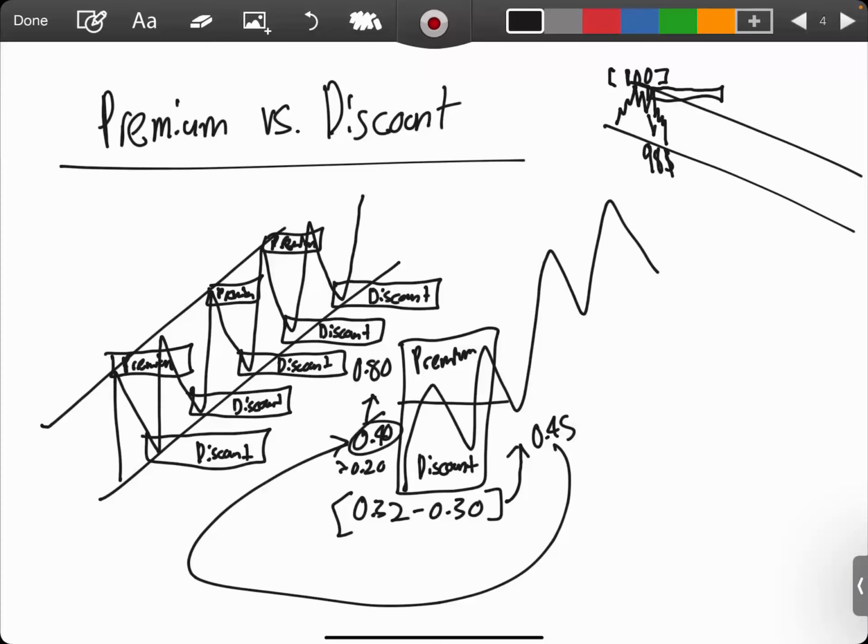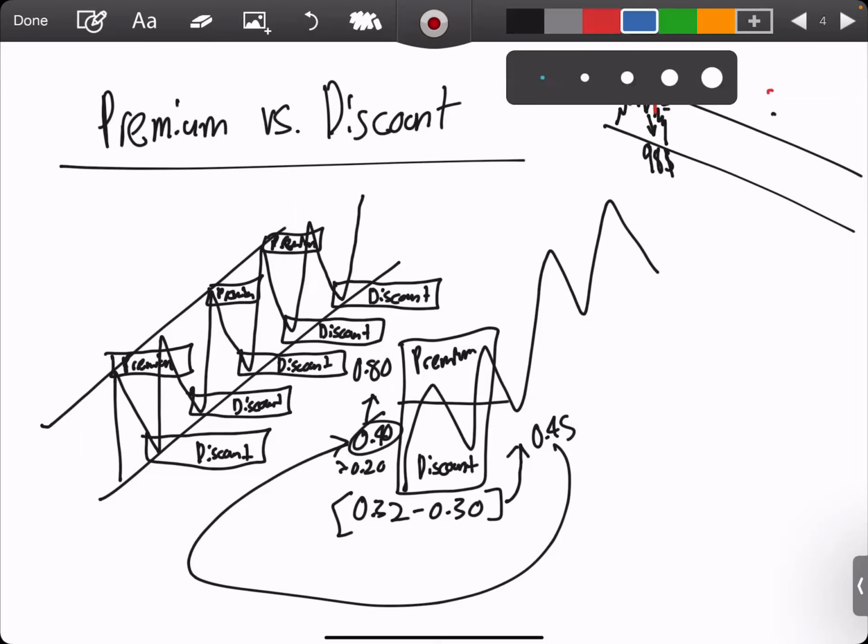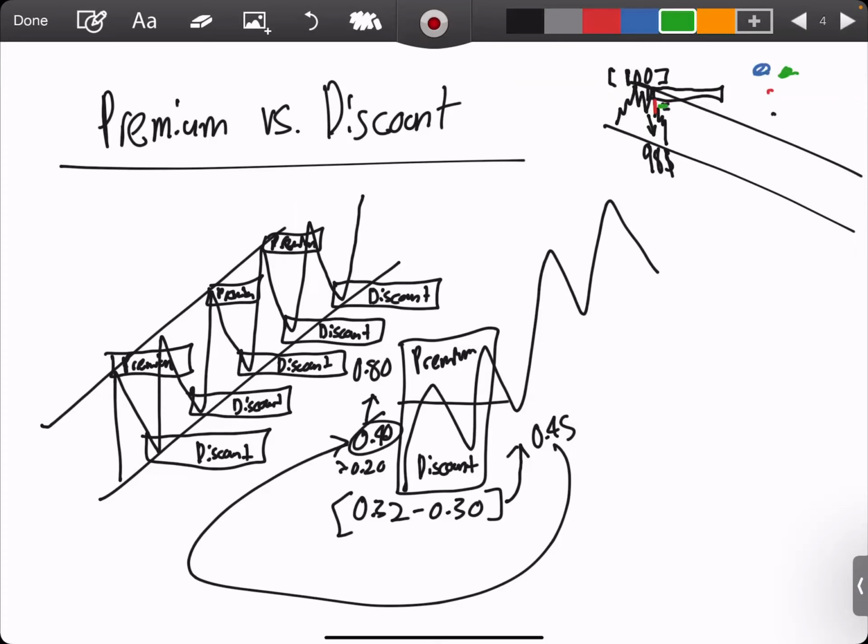The aggressive markdown or impulse move to the downside, let's assume this is our Marubozu candle. There's going to be some inefficiency left behind. I'll make it green. Actually, no, let's make it blue because we have green and red candlesticks.